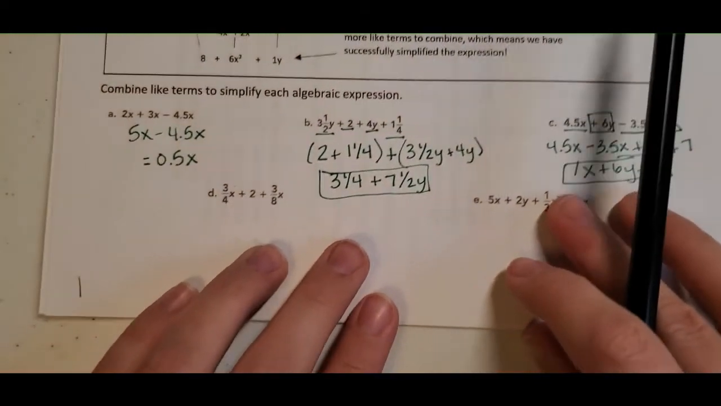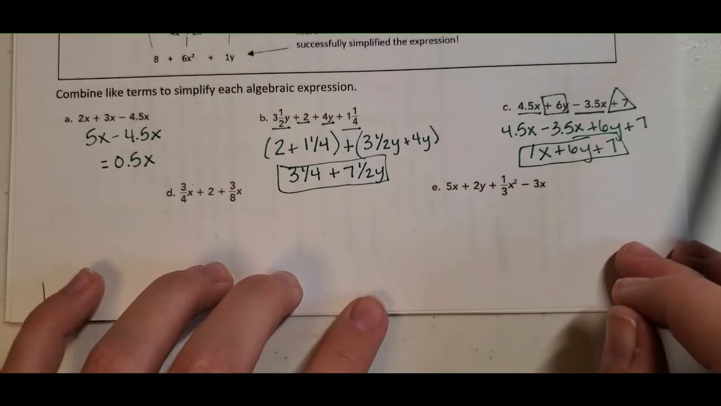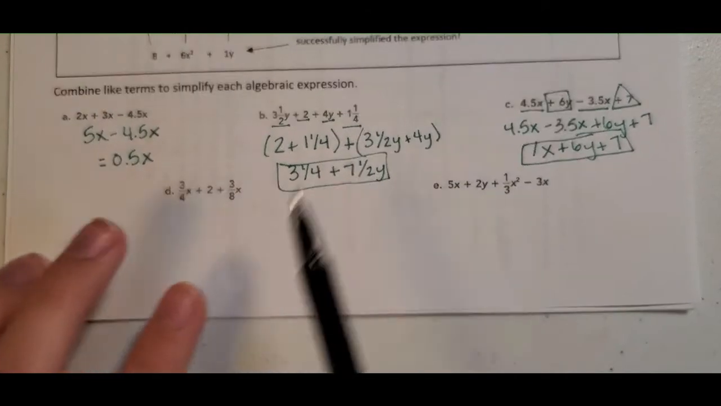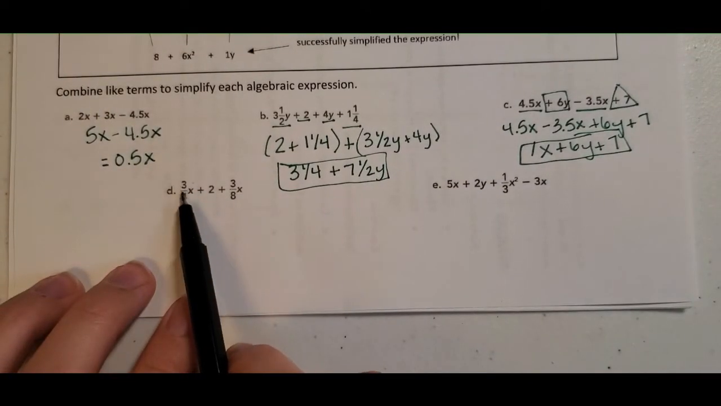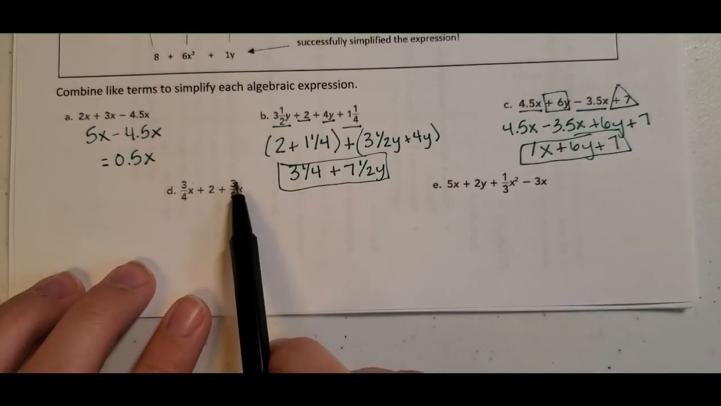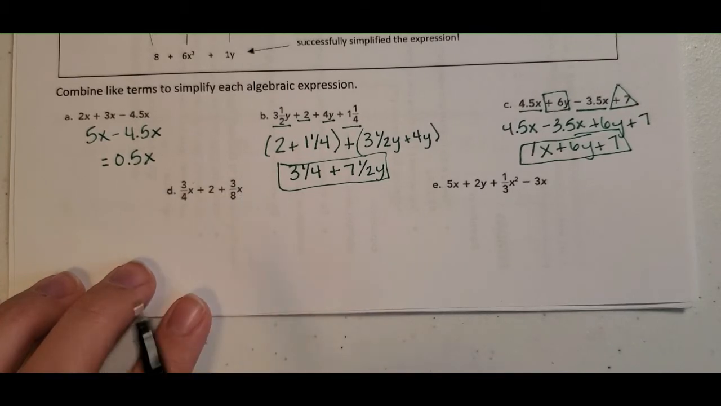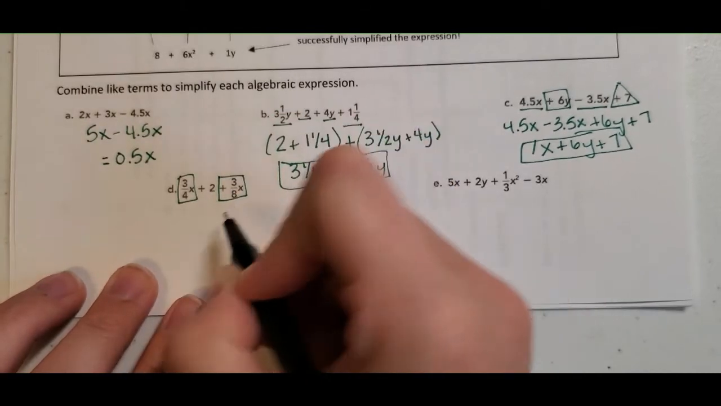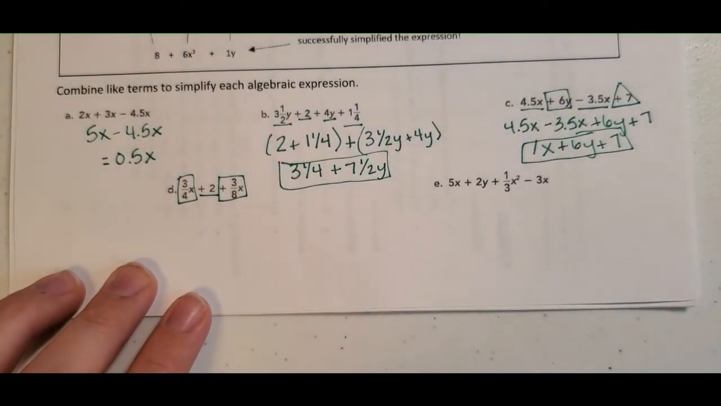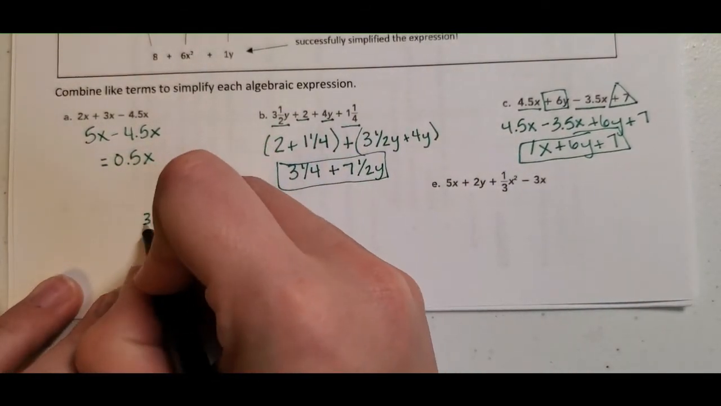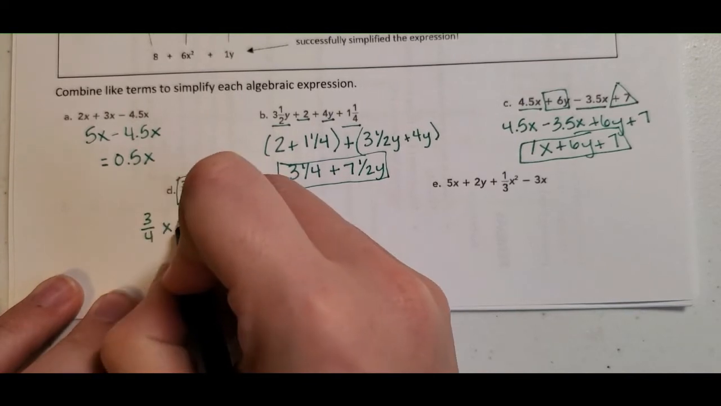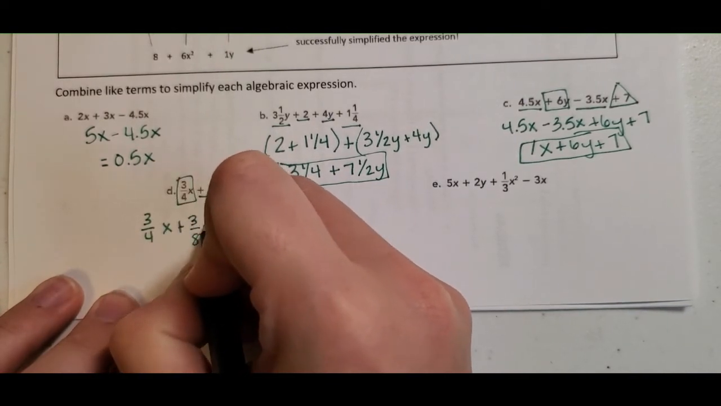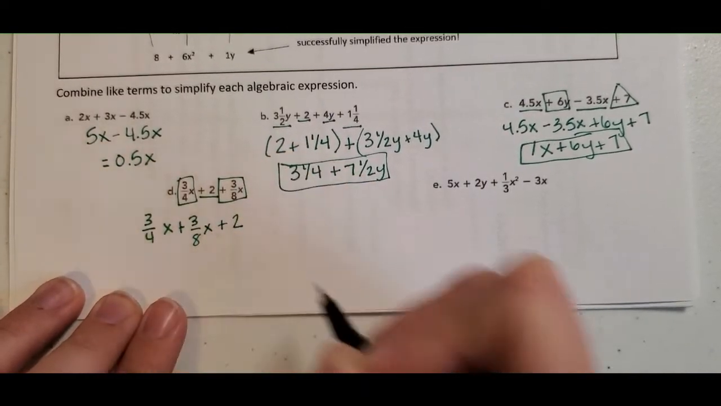Okay? Look at D. D, I have 3 over 4x plus 2 plus 3 over 8x. Okay, so we have x's involved and just a regular number. So let's combine those first. So 3 over 4x plus 3 over 8x plus 2.